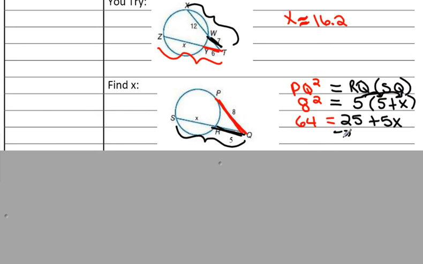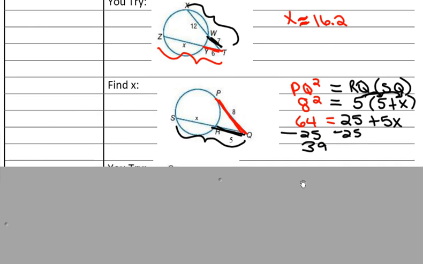I'm going to subtract 25 from both sides. So we get 39 equals 5x, and I will get a decimal. When I divide by 5, I get x equals 7.8.